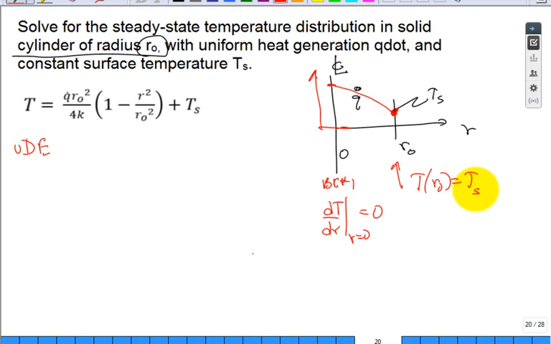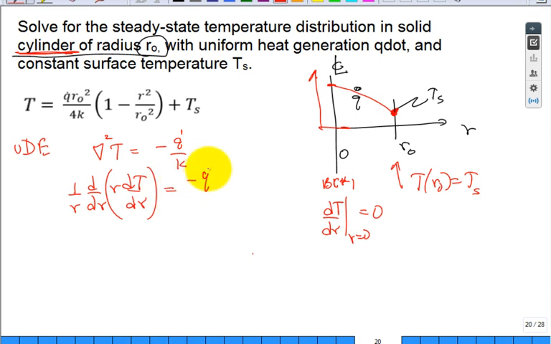What's my differential equation? Well, it's my heat equation. You can put the del squared T is equal to minus Q dot divided by K. And I need that del squared in the cylindrical coordinates because it's a cylinder. And I only care about the R direction. And so after you do this a few times, it's 1 over R, the derivative with respect to R of R dT dR, right? So there's my equation.